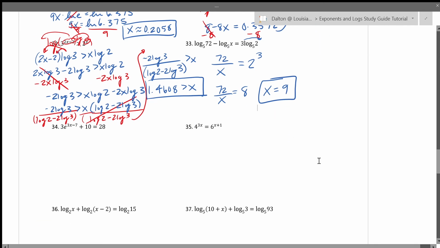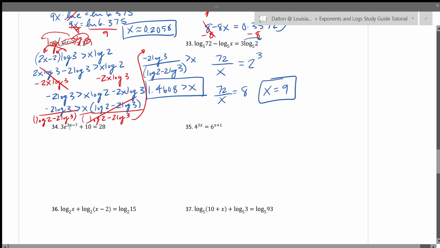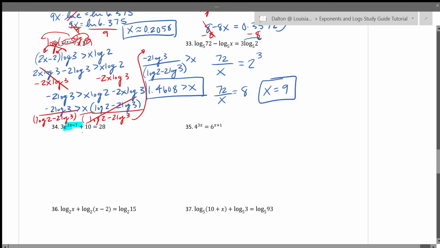Number 34, I'm back to an example where I have an exponential term. My variable is a part of an exponent. So I want to go ahead and isolate that term first. I'll subtract 10. I get 3e to the 3x minus 7 equals 18. And it's still not isolated, so I need to go ahead further and divide both sides by 3. And I end up with e to the 3x minus 7 is equal to 6.